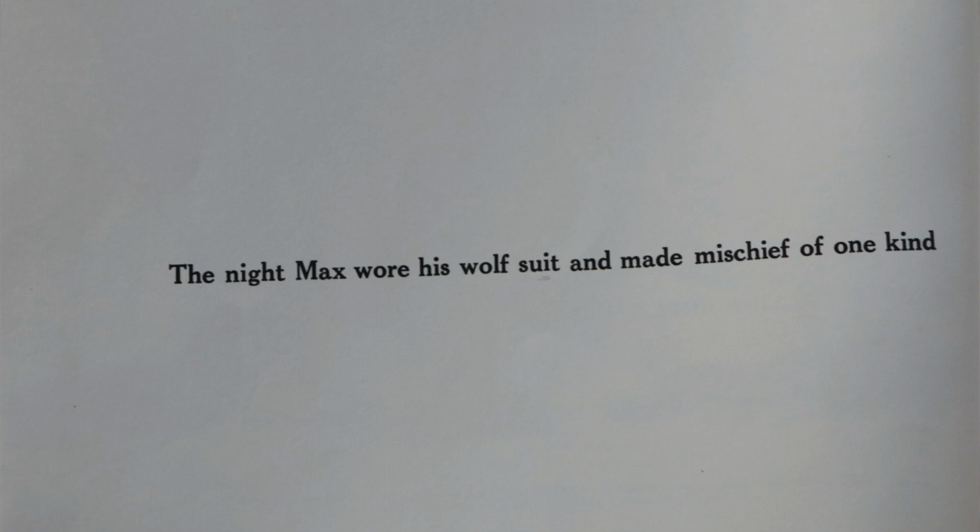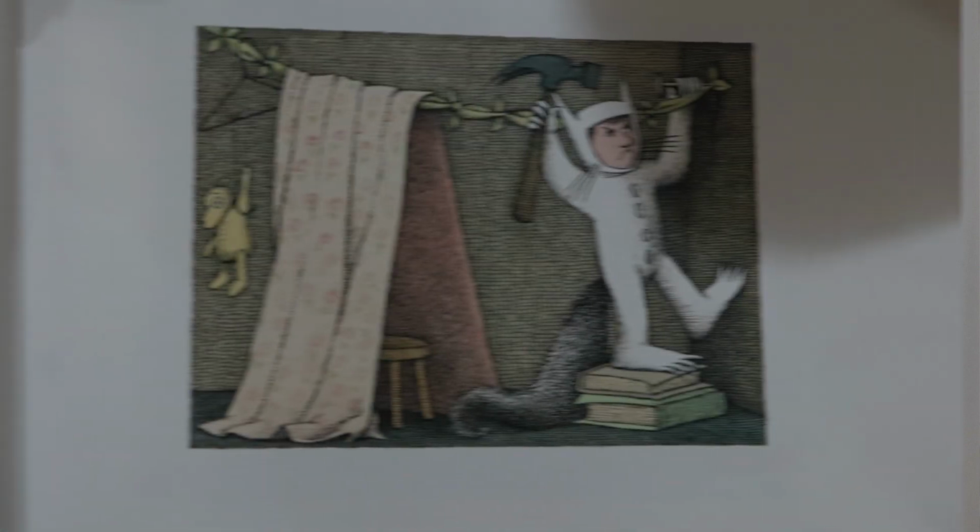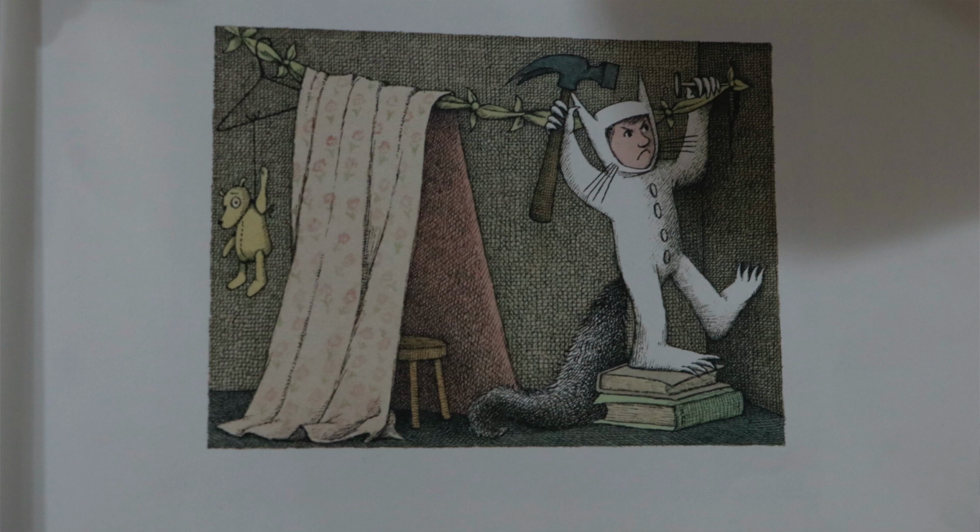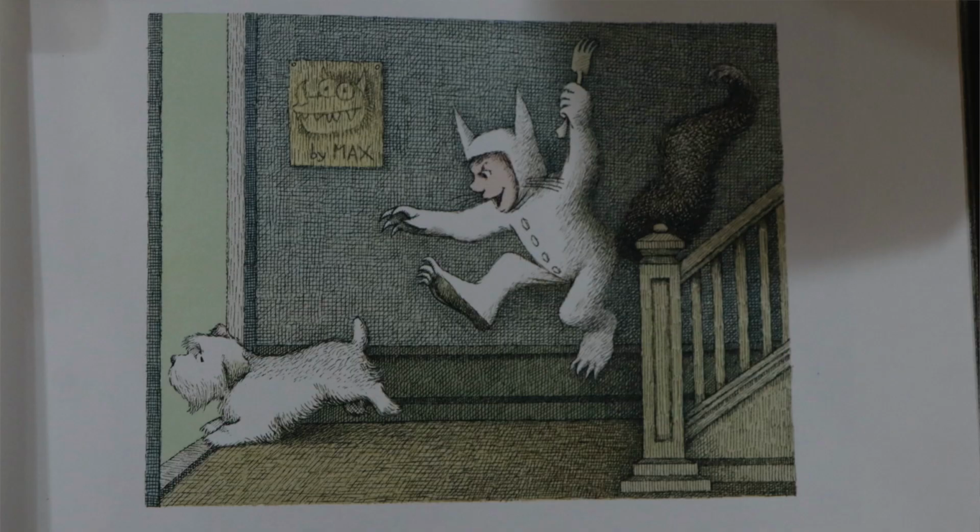"The night Max wore his wolf suit and made mischief of one kind..." Oh, there's our word mischief. "...and another." Oh, there he is, making mischief. Looks like he's got a fork. He's chasing after his dog with a fork. And look, he's vandalized the wall with some drawing of a monster.